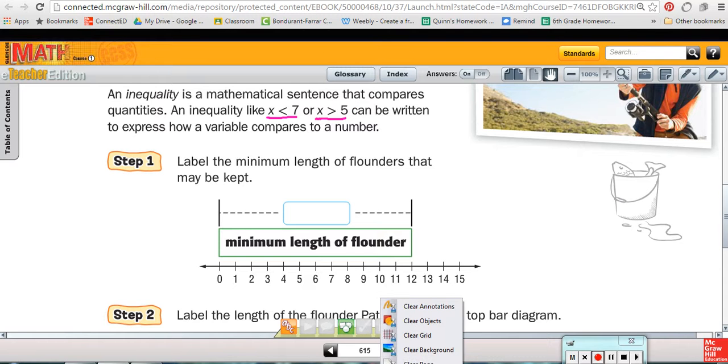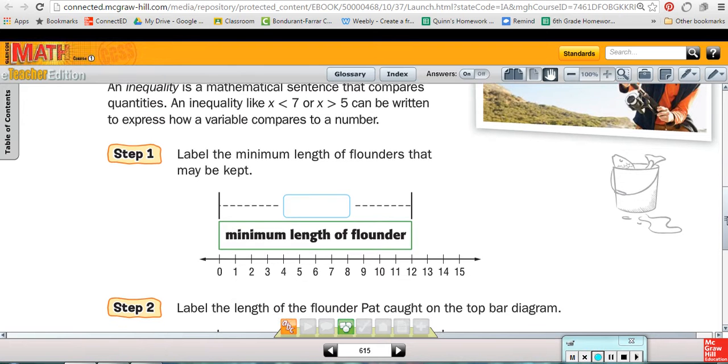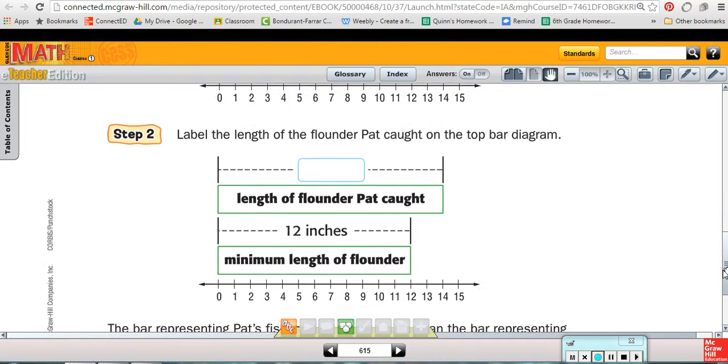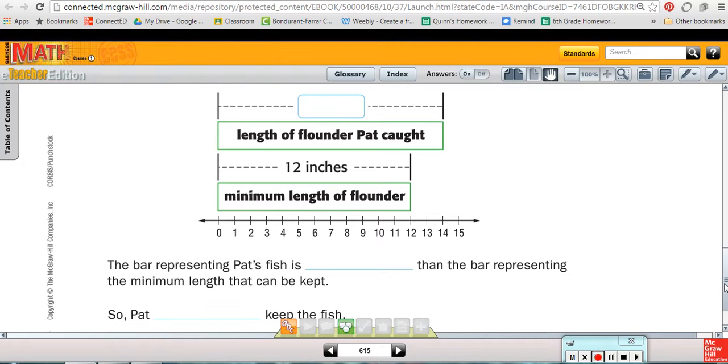So let's label our bar diagram here. What is the minimum length of flounders that may be kept? 12. 12 what? Inches. Okay? What's the length of the flounder that Pat caught? 14 inches. So in the second diagram, let's label that 14 inches as a comparison between the 12 inches. So the 14 inches would be the one here on top, the length of the fish that Pat caught.